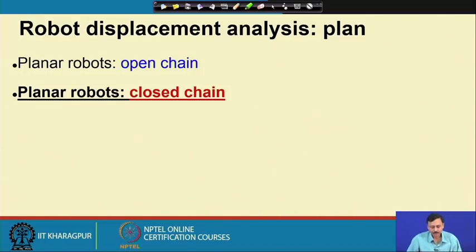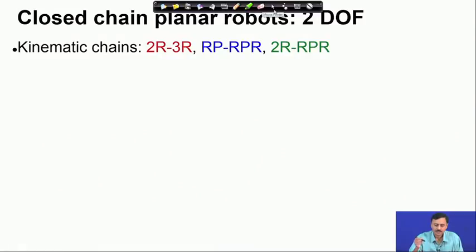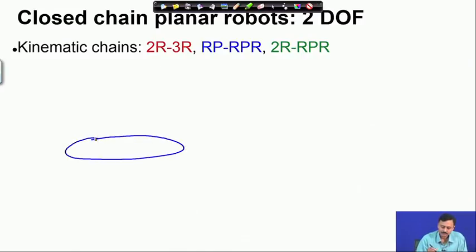As per our plan, we have discussed open chain planar robots previously. In this lecture we are going to start with closed chain planar robots. There can be various kinds of chains. Let me explain this nomenclature and draw it out. We have one link which is the ground and the other link which is the end effector.